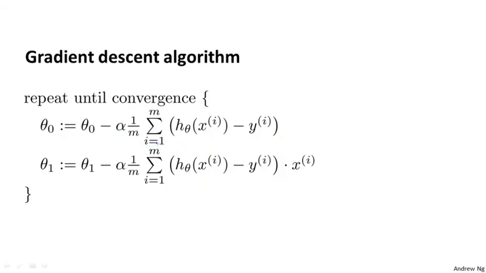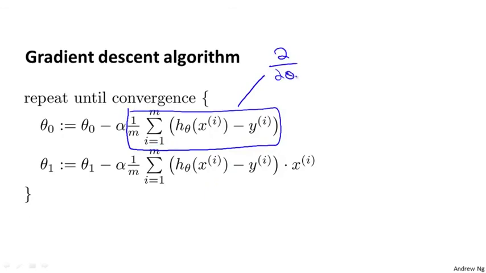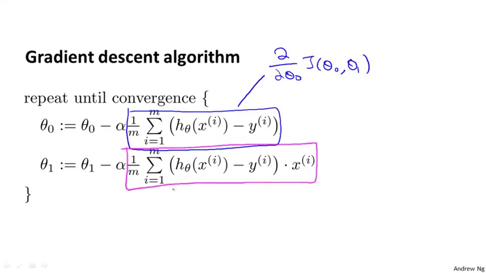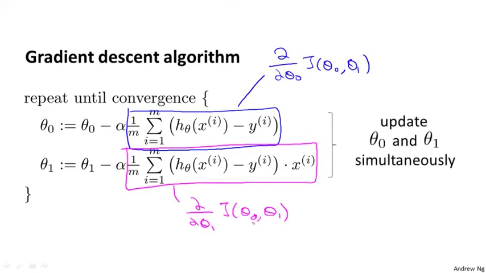So here's our linear regression algorithm. This first term here is of course just the partial derivative with respect to theta 0 that we worked out on the previous slide. And this second term here is just the partial derivative with respect to theta 1 that we worked out on the previous slide. And just as a quick reminder, when implementing gradient descent, there's this detail that you should update theta 0 and theta 1 simultaneously.